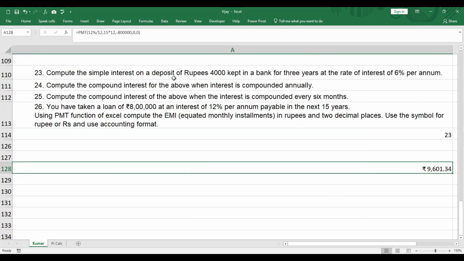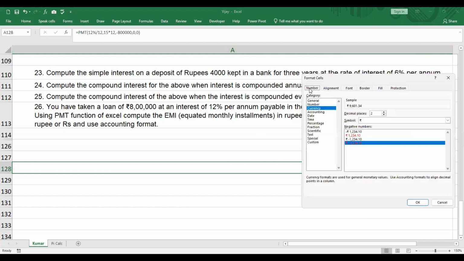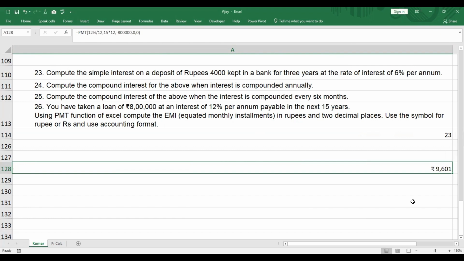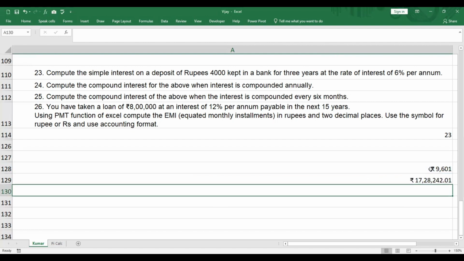If you want to round it off, you can go to format cells, number, and make the decimal places 0. So 9,601 is the monthly amount. Imagine how much you're paying. You're paying this much every month. How many years are there? 15 years. How many months? Multiplied by 12. You're actually paying 17 lakh 28,000.